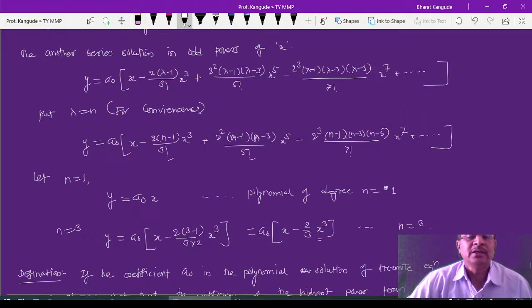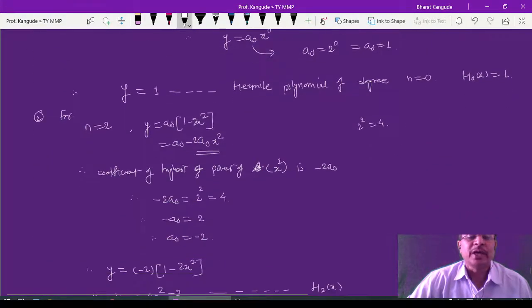For n equal to 1, this polynomial is a0x. So not this. Actually, I skip this.